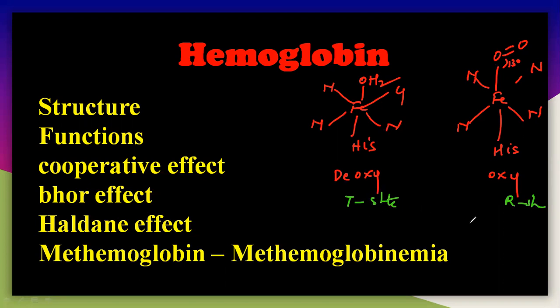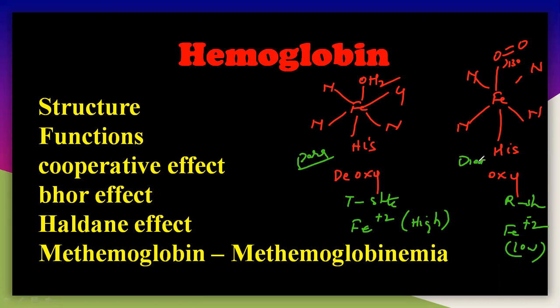So it is a tensed state and it is a relaxed phase. And here this iron is in the Fe+2 oxidation state, here also Fe+2 but with the high spin complex, and here with the low spin complex, and here which is paramagnetic, and here which is diamagnetic. That is the difference between the deoxy and the oxyhemoglobin. You have to remember this structure. That is the only important thing. And remember that the iron is always only in the +2 oxidation state.